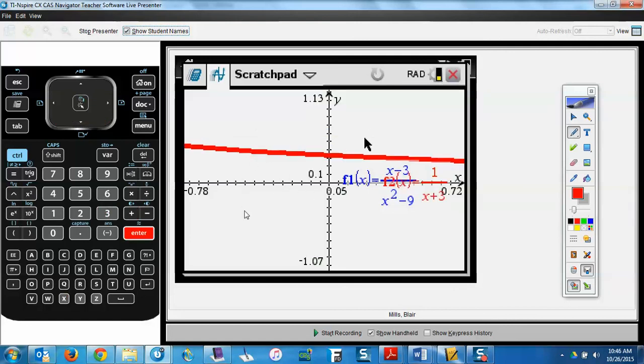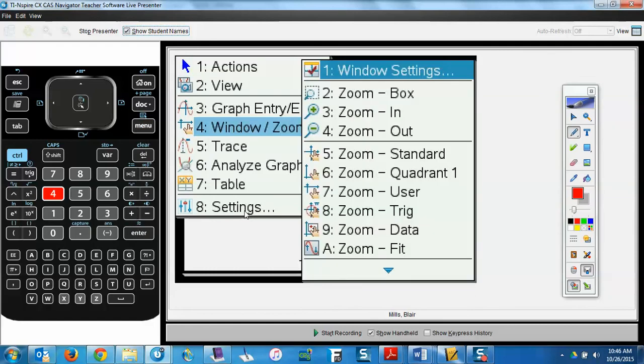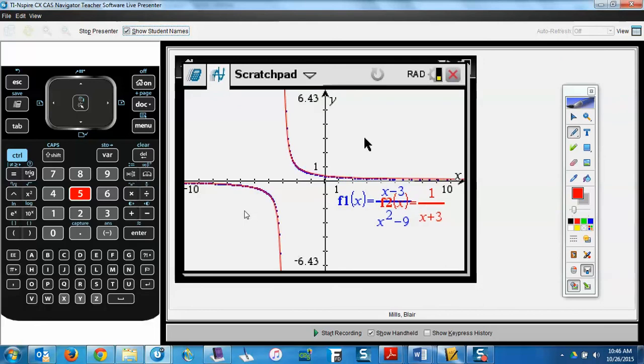All right, let's do it. Now, I'm not sure where to start with this, so we're just going to do a standard window, which is what I often start with. So let's go to Menu, and let's go to Window, and number 5, Zoom Standard. And that's just kind of the normal thing.